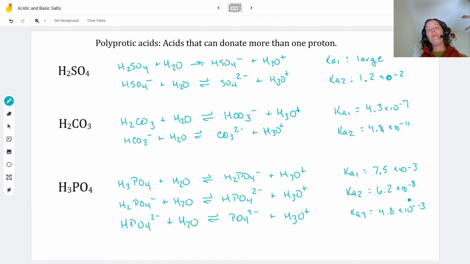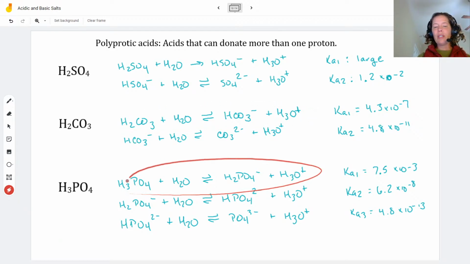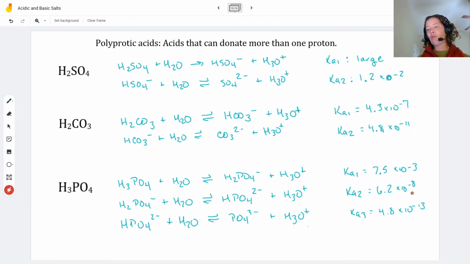So generally what happens with these polyprotic acids is when you are calculating pH of these acids in solutions, usually, although you have to run through the calculation, usually your first step here is going to dominate, and your second step, or in this case, your second and third step, just contribute so little hydronium that it does not change the pH.